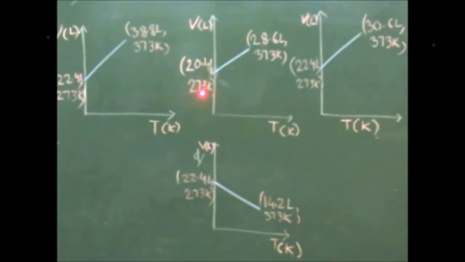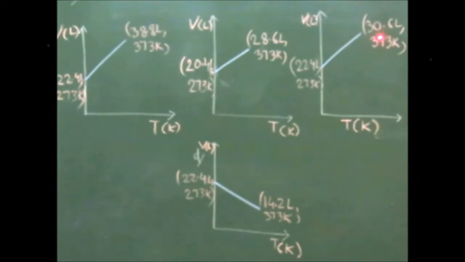We look at option B. At 273 Kelvin the volume occupied by 1 mole of gas is shown as something other than 22.4 liters, which is incorrect. So option B cannot be correct. Now let's see the third option. For 1 mole of gas, again the volume is 22.4 liters, which is correct.